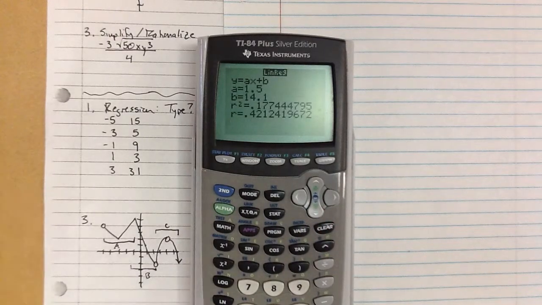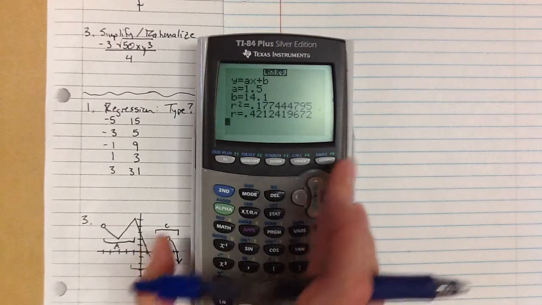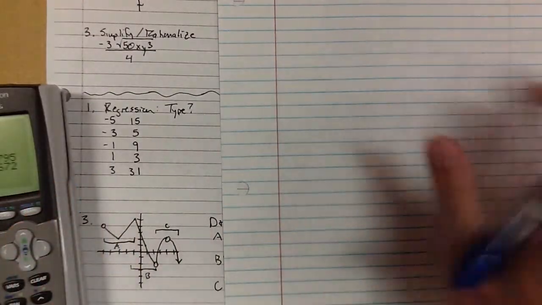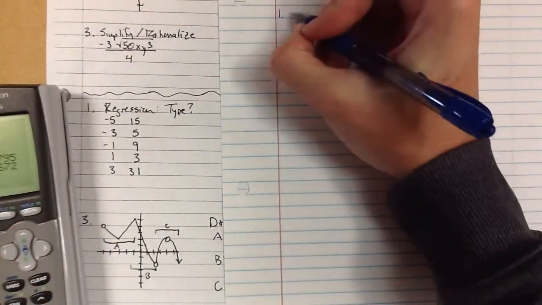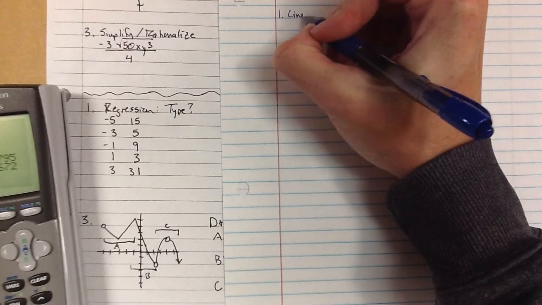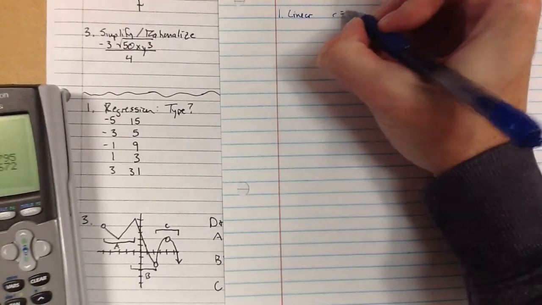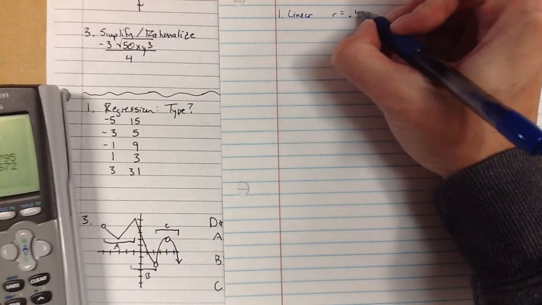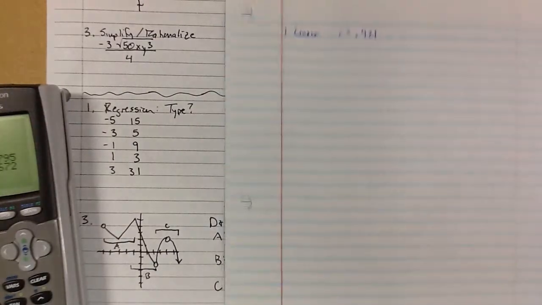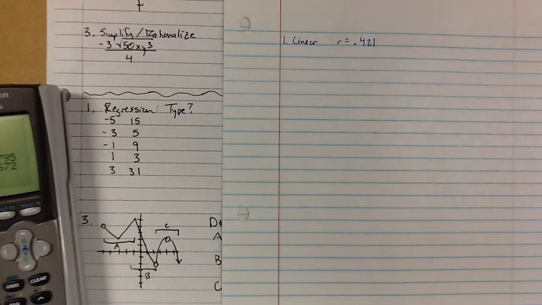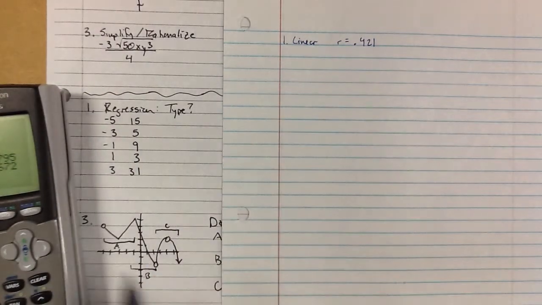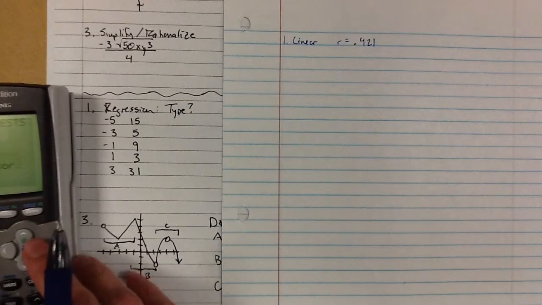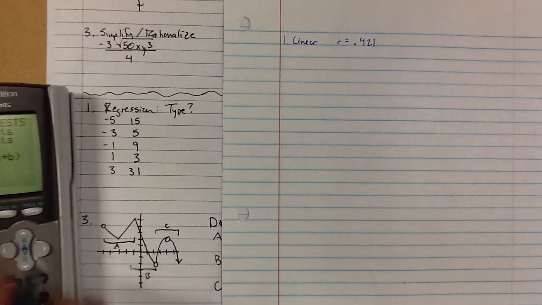And I end up with a correlation coefficient of 0.421. Okay, we're going to round to 3 decimal places. So when I did a linear one, R equaled 0.421. So are those dots really close to being to the line or no? No. We want that correlation coefficient to be real close to 1. So that was linear. So let's see what quadratic does.